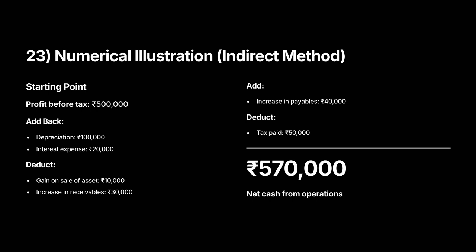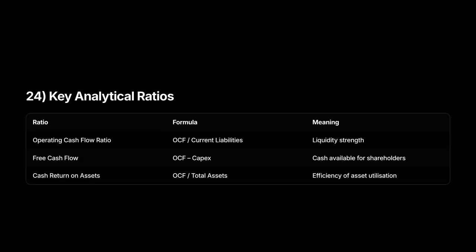End. Key analytical ratios. Some useful ratios to monitor. Operating cash flow ratio equals operating cash flow over current liabilities. Shows short-term liquidity. Free cash flow equals operating cash flow minus capital expenditure. Shows cash available to shareholders. Cash return on assets equals operating cash flow over total assets. Indicates asset efficiency in producing cash. Track trends, not single values, to spot strength or deterioration.